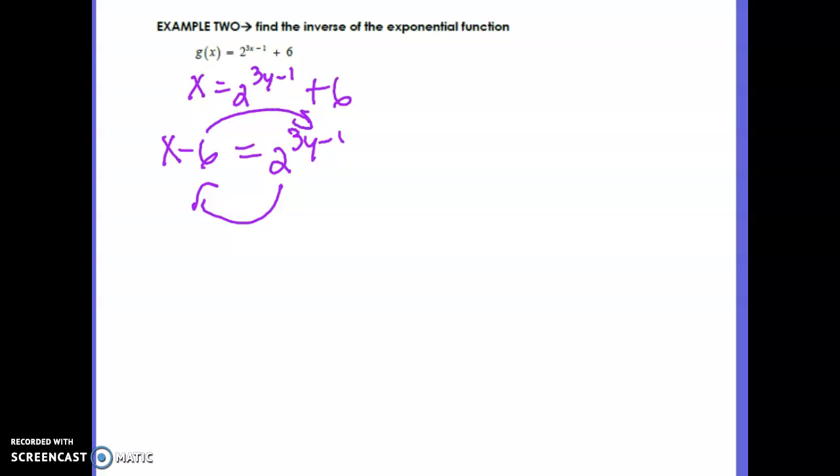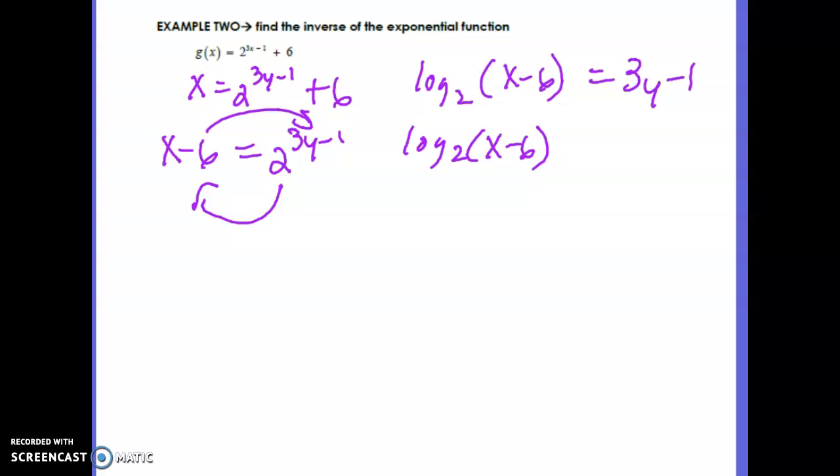So that's log base 2 of x minus 6, which should equal the exponent, 3y minus 1. Logarithms are exponents. All right, now we have to get that y by itself. So log base 2 of x minus 6 plus 1 should equal 3y.